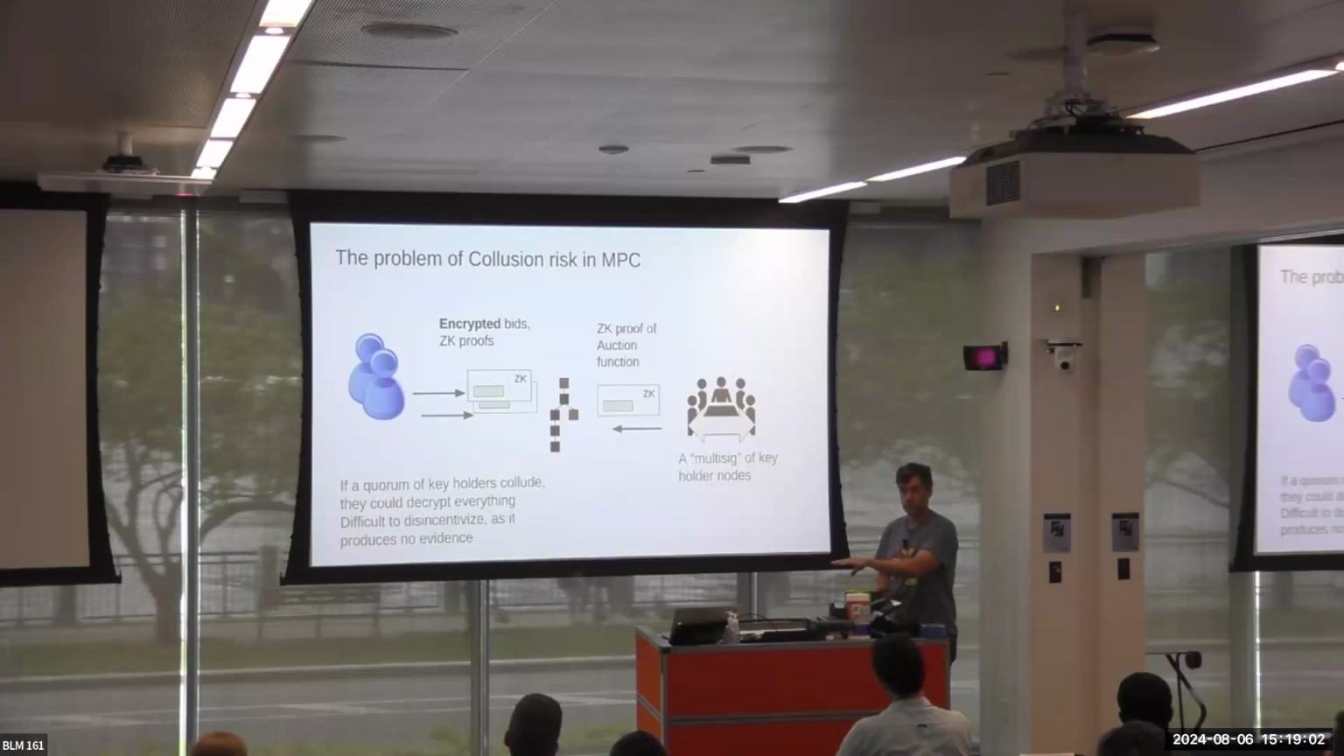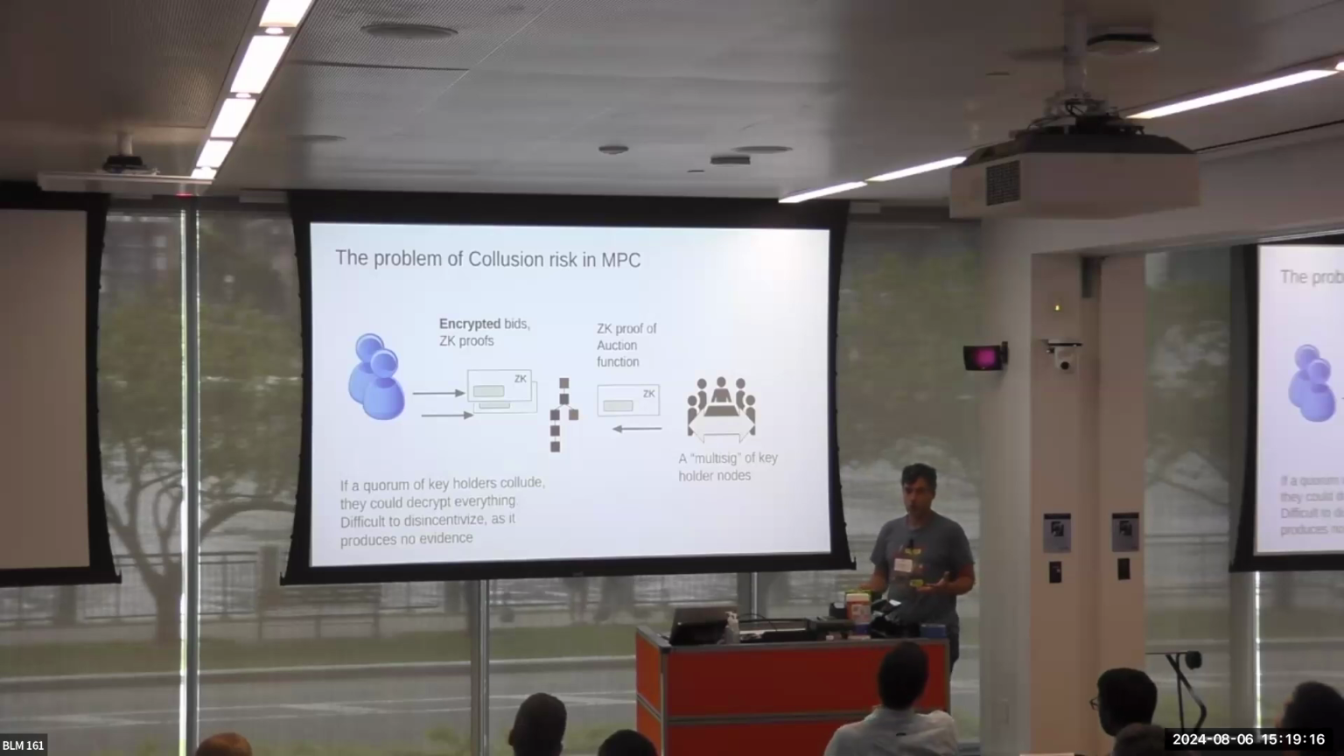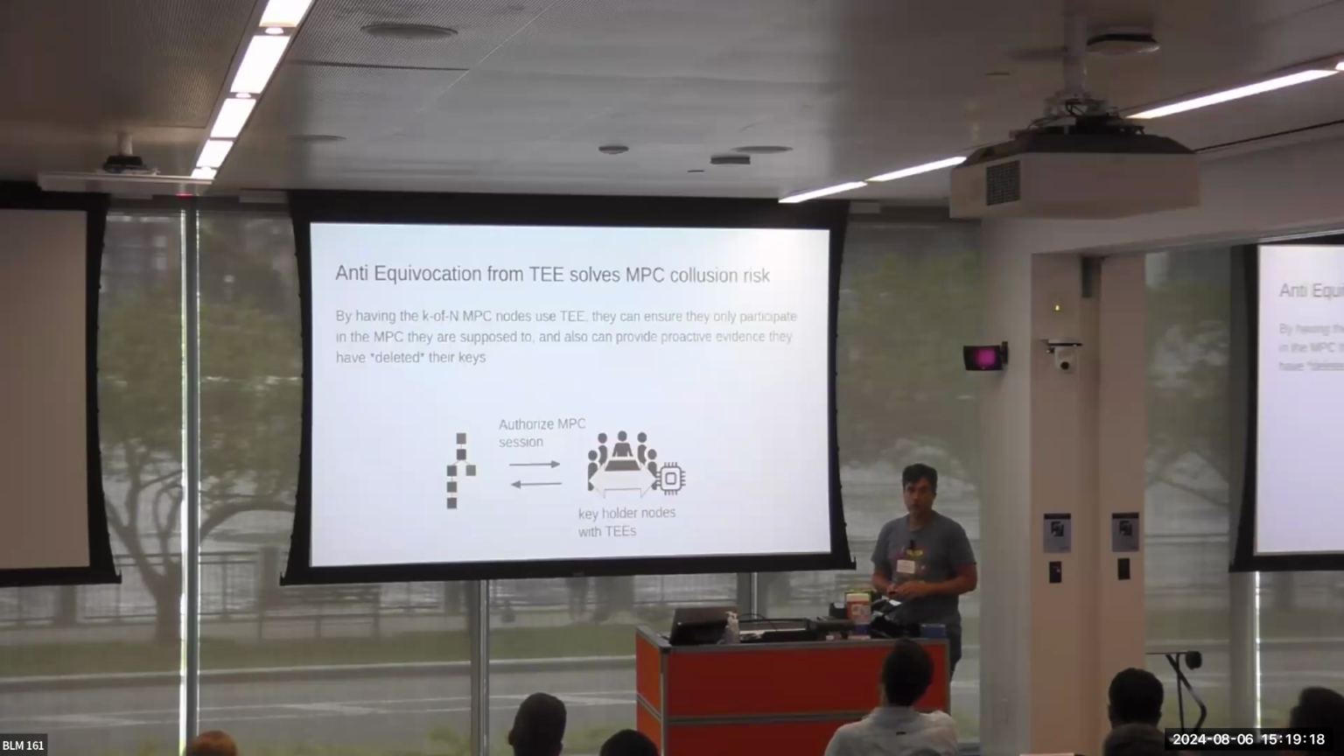They're only supposed to compute that program, but nothing cryptographically stops them from colluding and decrypting everything, the inputs and the intermediate values as well. So this is the collusion problem in multi-party computation. I think this is a big deal for which there's really no other good alternative to stop it.